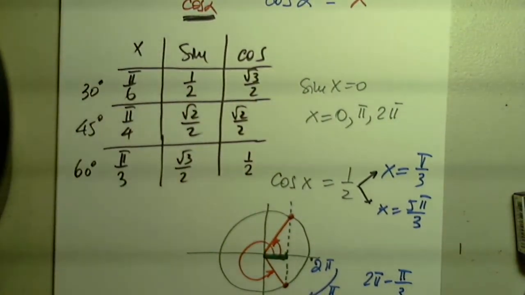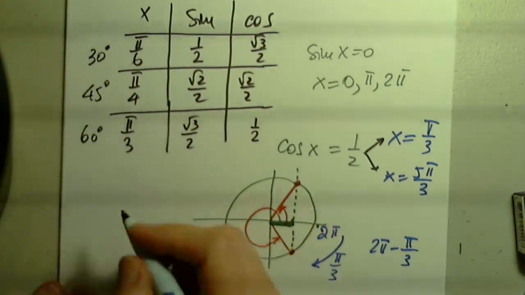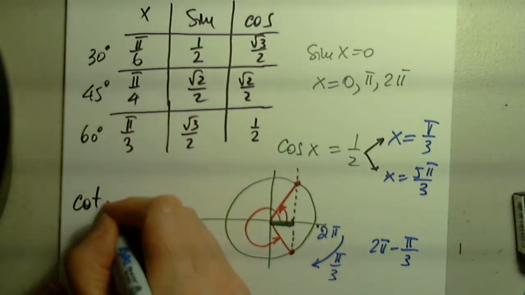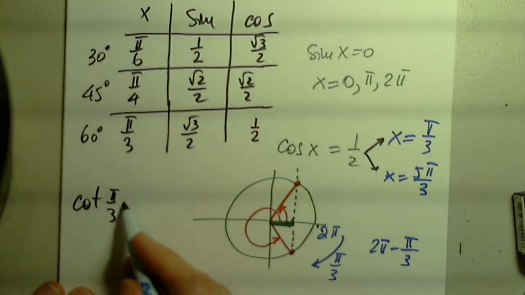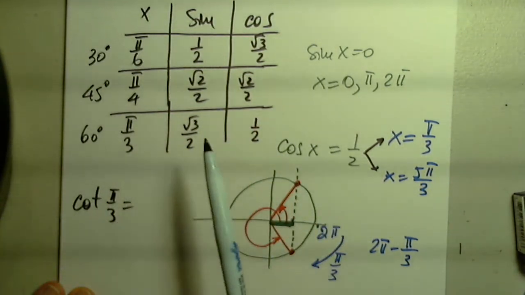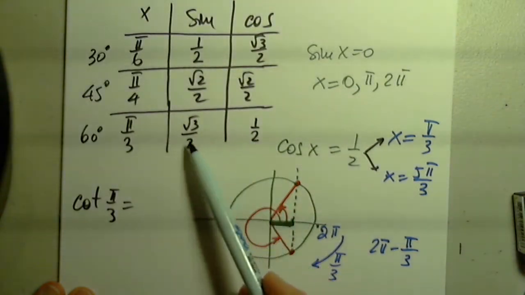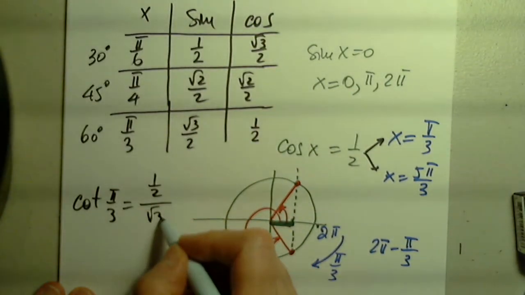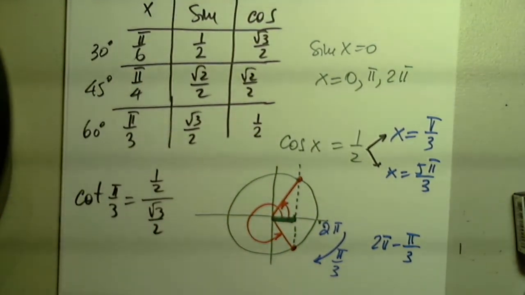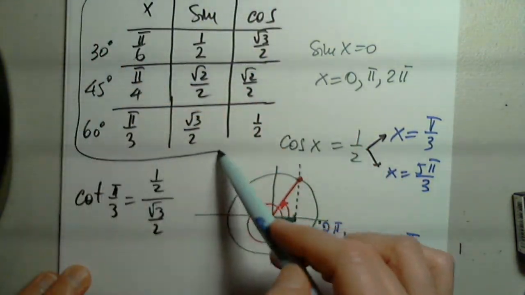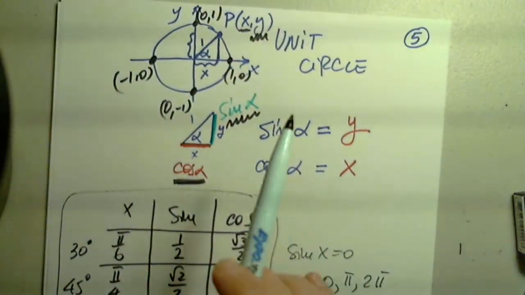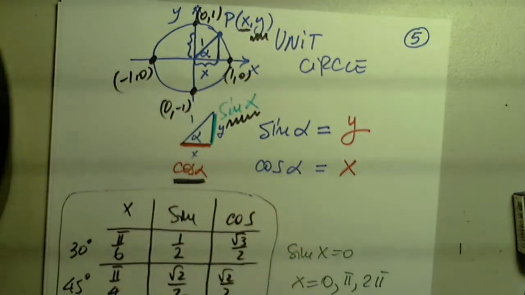I never want my students, it's up to you, but you never need to, let's say, memorize cotangent of pi over 3. Who cares? Cotangent of pi over 3 is cosine over sine. So it's this over this. That's all I need to remember. And then I can calculate, flip, and simplify. That's all you ever need to remember. But also, of course, these points.